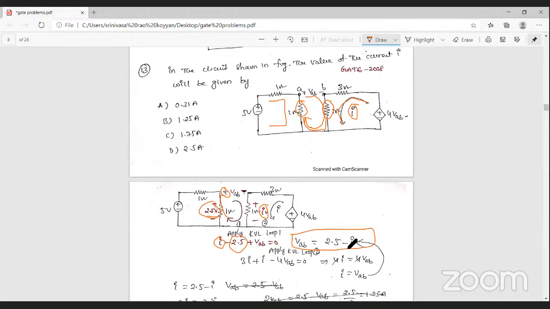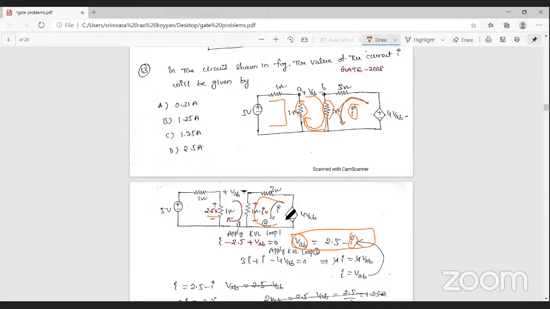Okay. But you want to find out the I value. So you want to record the VAB value. So the VAB value is from this network. From this network, you can find out VAB. So you apply the KVL loop analysis in this loop. So what is the 3 into the current passing through the resistance? That is 3 into I, 3I.